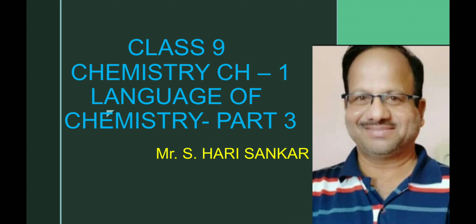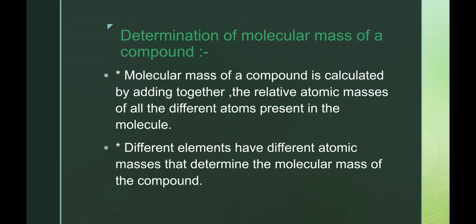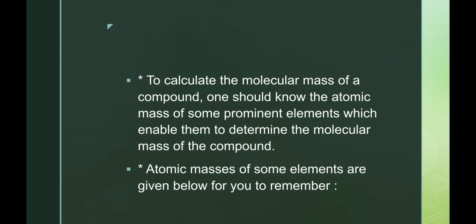In this class, we are going to know how to determine the molecular mass of a compound. Molecular mass of a compound is calculated by adding together the relative atomic masses of all the different atoms present in the molecule. Different elements have different atomic masses which determine the molecular mass of the compound.